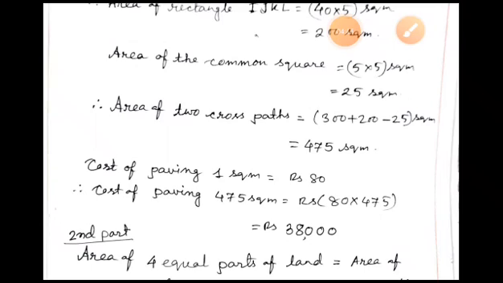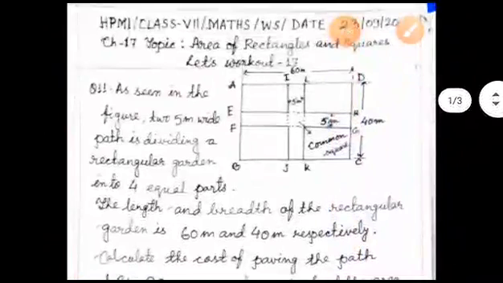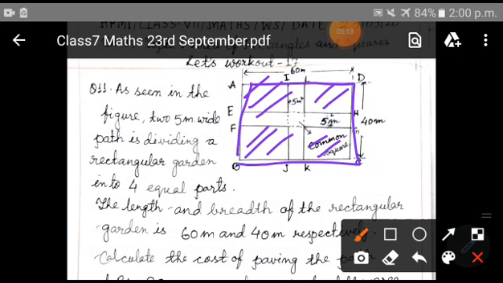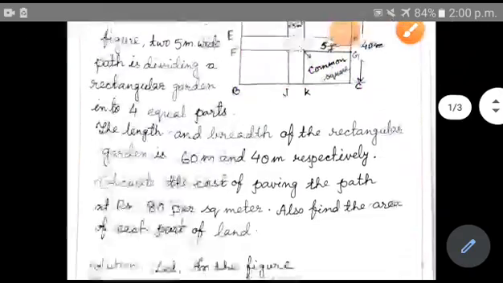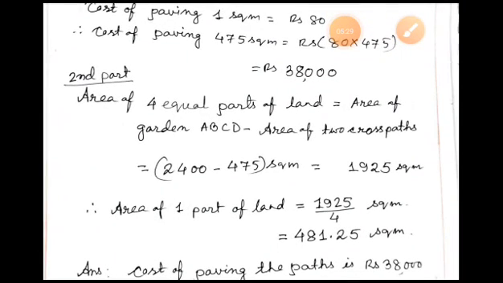Now come to the second part of the question. In the second part of the question, you will have to calculate the area of each rectangular land. That means the area of each portion. This area you need to calculate. So how shall you calculate this area? You will have to subtract the area of the cross paths from the total area of rectangle ABCD. So you are going to do the subtraction here. 2400 minus 475, that is equals to 1925.